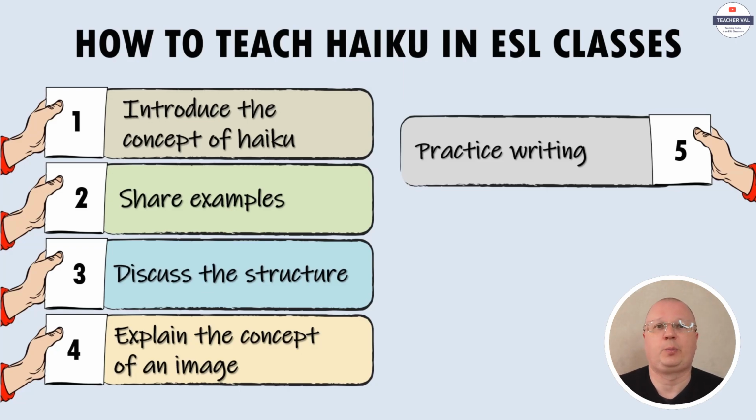5. Practice writing. Have your students practice writing their own haiku. Start by brainstorming topics such as a favorite food or a memorable experience. List the topics on the board and ask them to write their own poem. This can be done as a 3-student group activity, where each student writes one line for the group haiku.